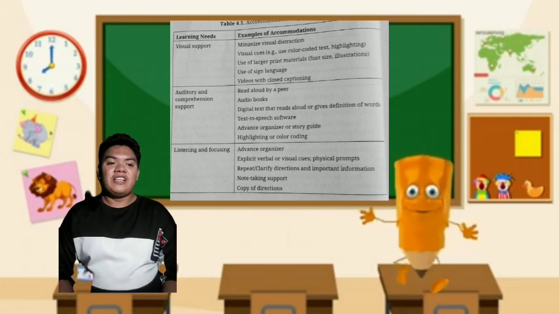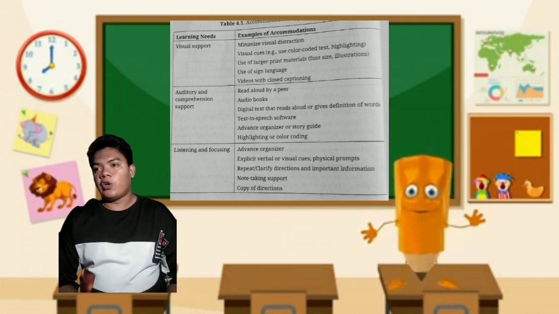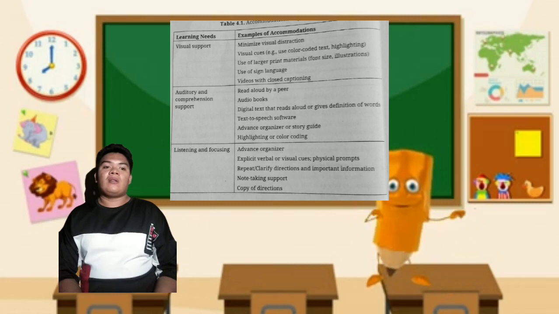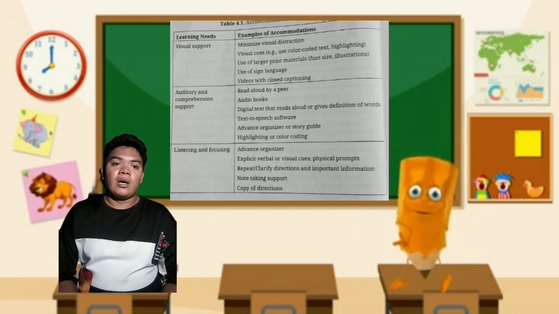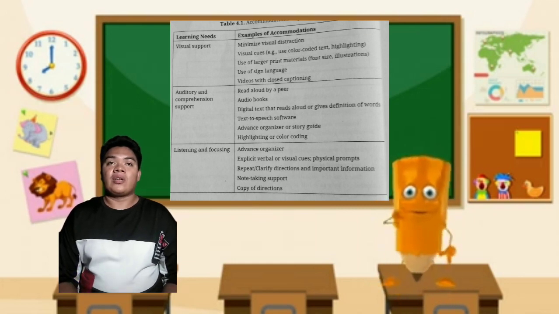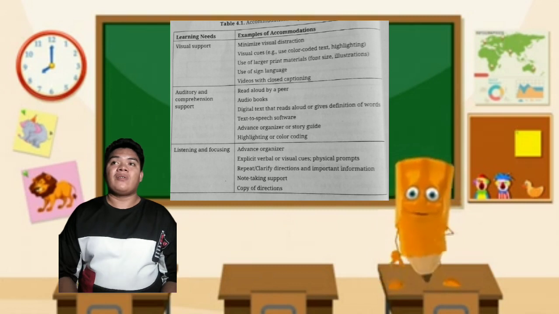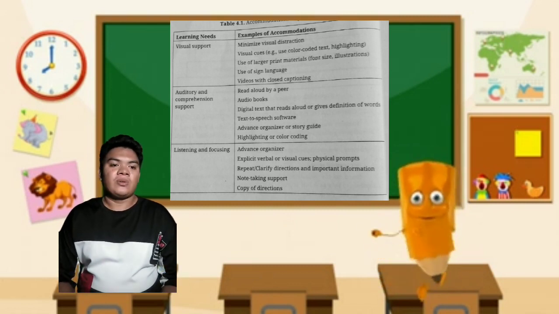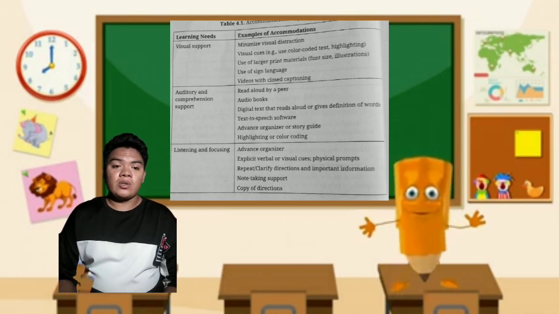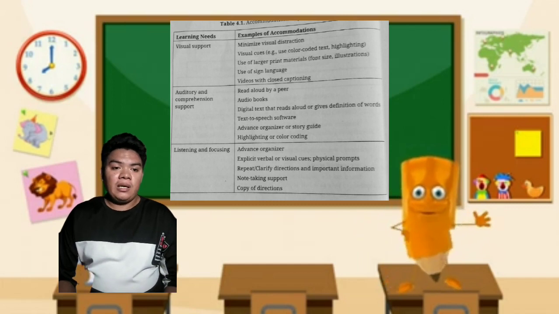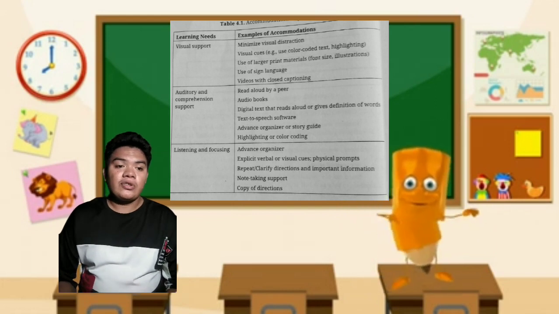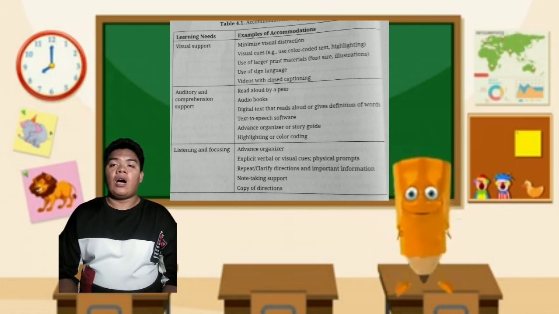And last, we have listening and focusing. An example is the advanced organizer. We should always look at organizers that help the student support their learning. We should present an organizer so that they can take time to look at it. And also explicit verbal or visual cues like physical prompts, and also repeating and clarifying directions and important information, and also note-taking support and a copy of directions.